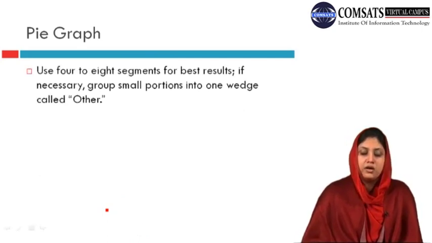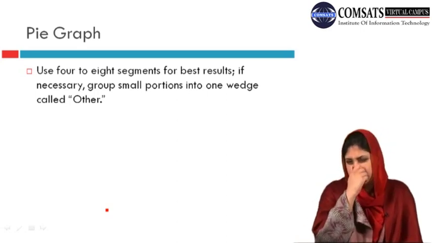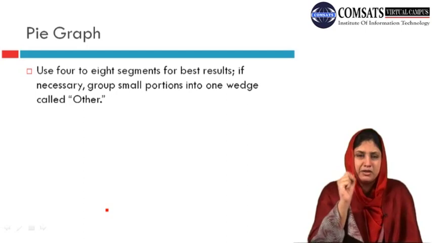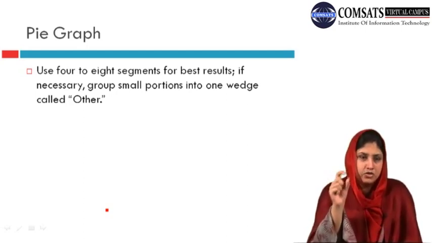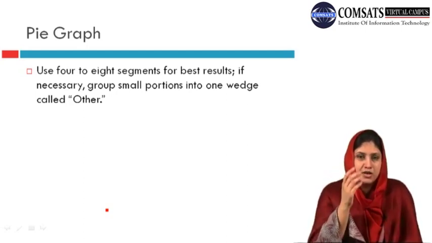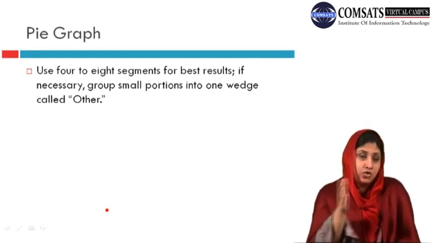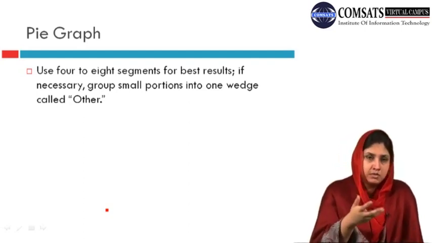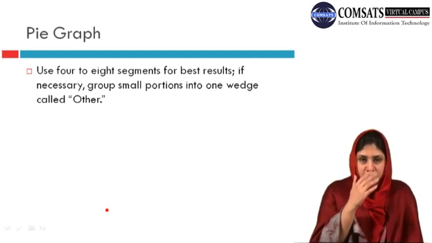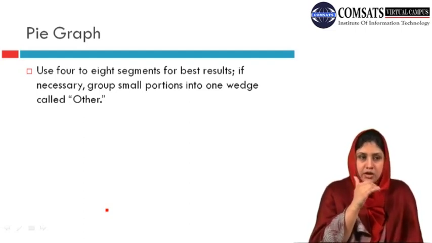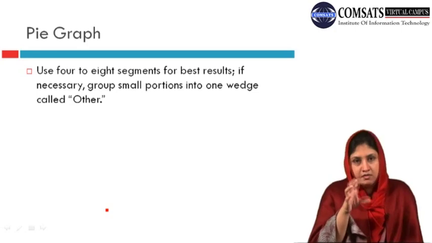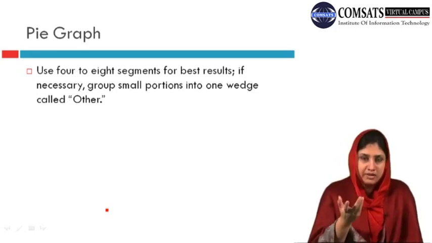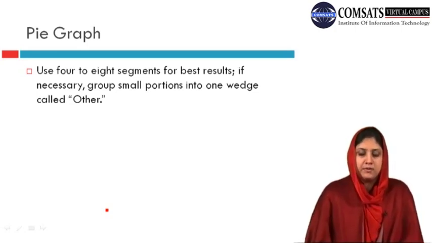Use 4 to 8 segments for best results. Otherwise, the segments will be too small to understand or too tiny to notice. So try not to have more than 8, with a minimum of 4 parts in your pie graph. However, you can have 2, 3, 5, 6, 7 for a best comparison or contrast. If necessary, group small portions into one wedge called other.